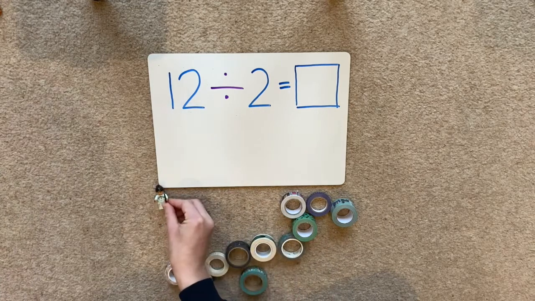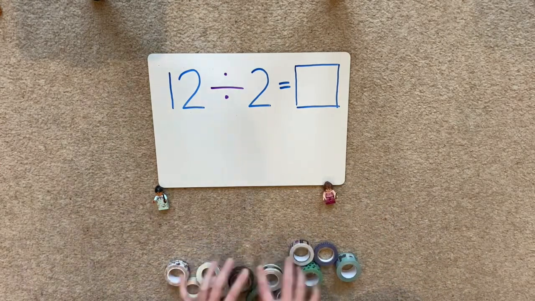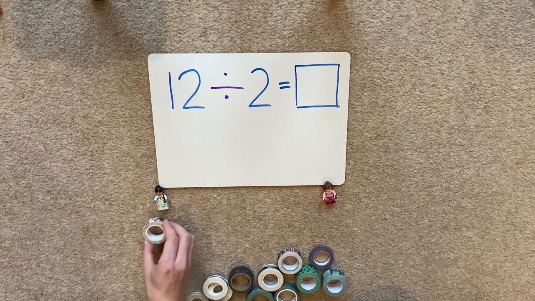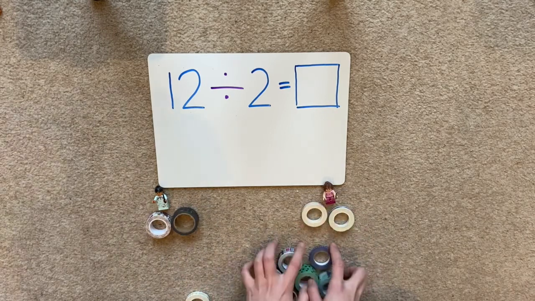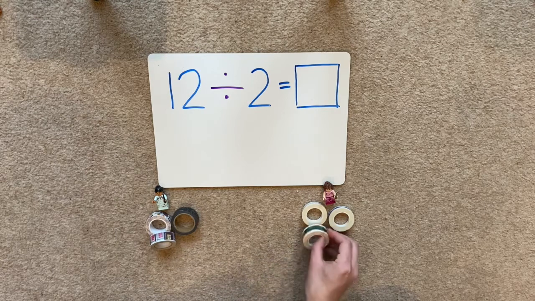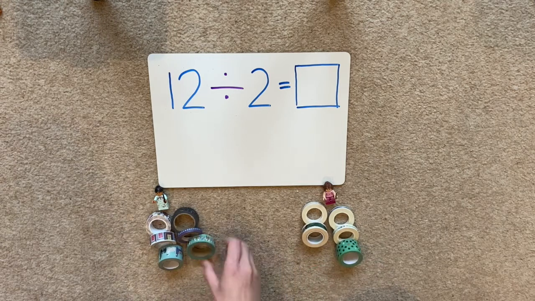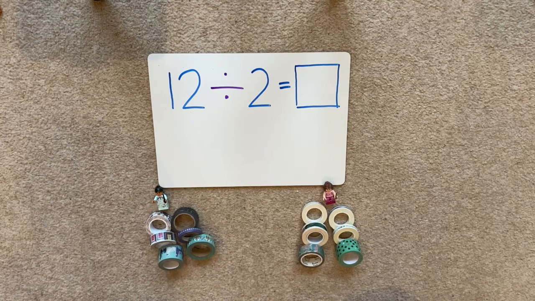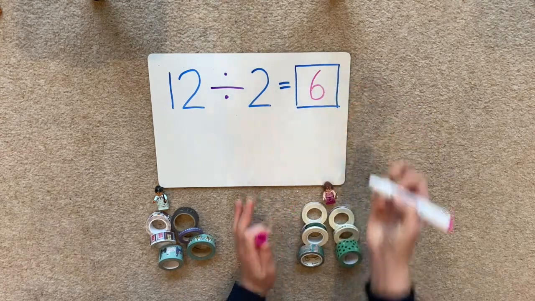So here is one Lego person and another Lego person. We're going to have this person gets 1, this person gets 1. Another one, another one, and so on. So I've shared out my 12 objects between 2 people. How many does each person get? Each person gets 1, 2, 3, 4, 5, 6. So my answer is 6.